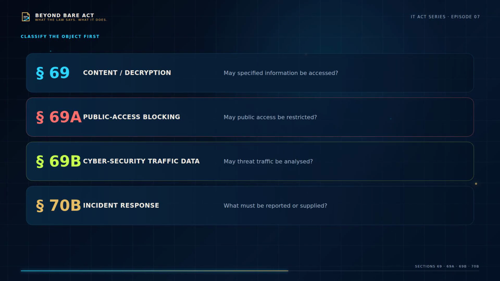Think of it this way. Section 69 asks, may the state lawfully access or make intelligible specified information? Section 69A asks, may the public route to identified information be blocked? Section 69B asks, may authorised cyber defenders analyse the traffic surrounding a threat? Section 70B asks, what must be reported or supplied so that the incident can be handled? One event may activate more than one provision, but every action needs its own legal foundation.